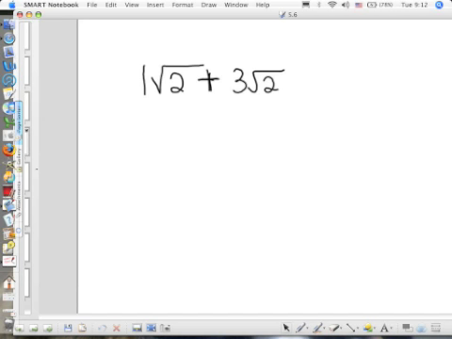4 square roots of 2. If you were to add these 2 radical expressions, the name tag is square roots of 2. All right? Now, if there was no 1 in front of this, it's just like x. If there's no 1 in front of x, it's understood that there's 1, correct? If there's no number in front of a radical, it's understood to be 1. Yes, they are the same. They are both the square root of 2. And what's 1 plus 3? 4. So the answer to that is simply 4 square roots of 2.